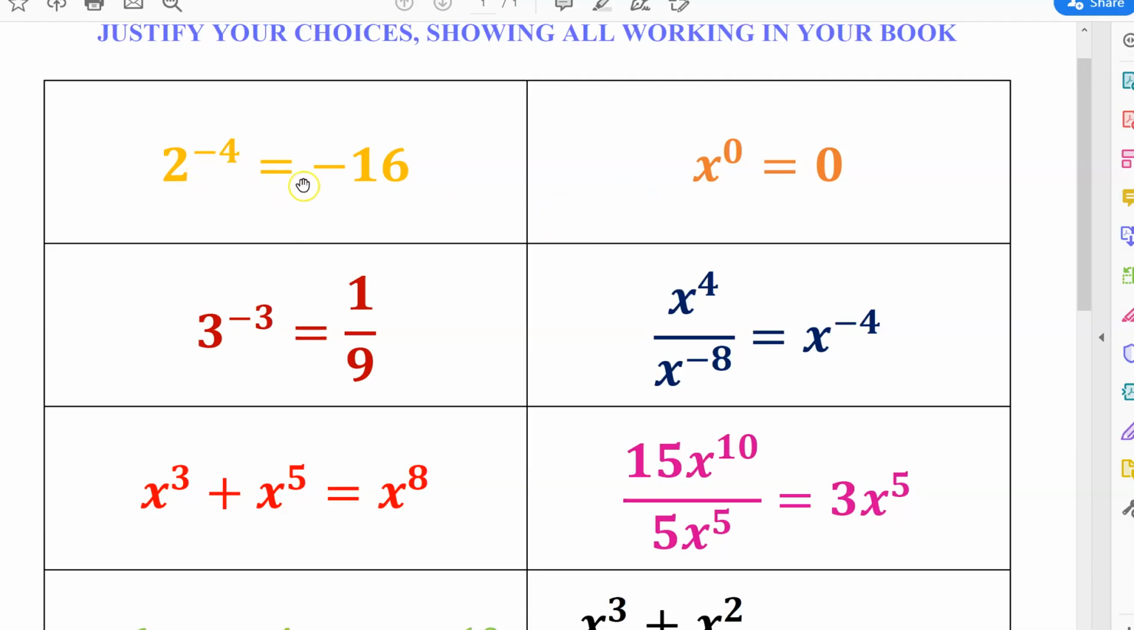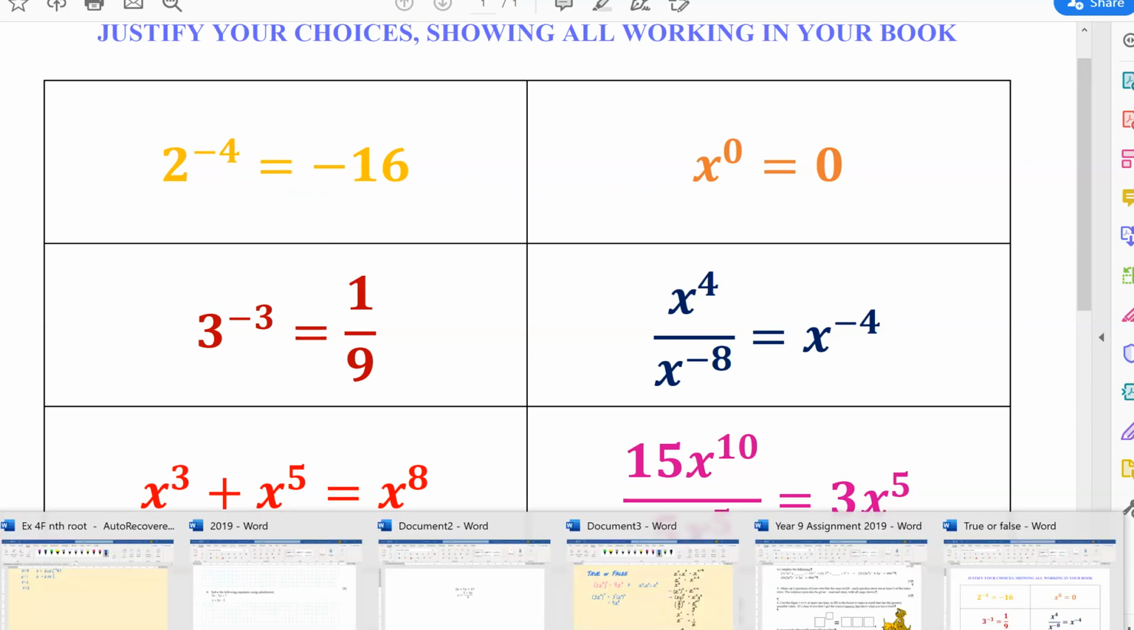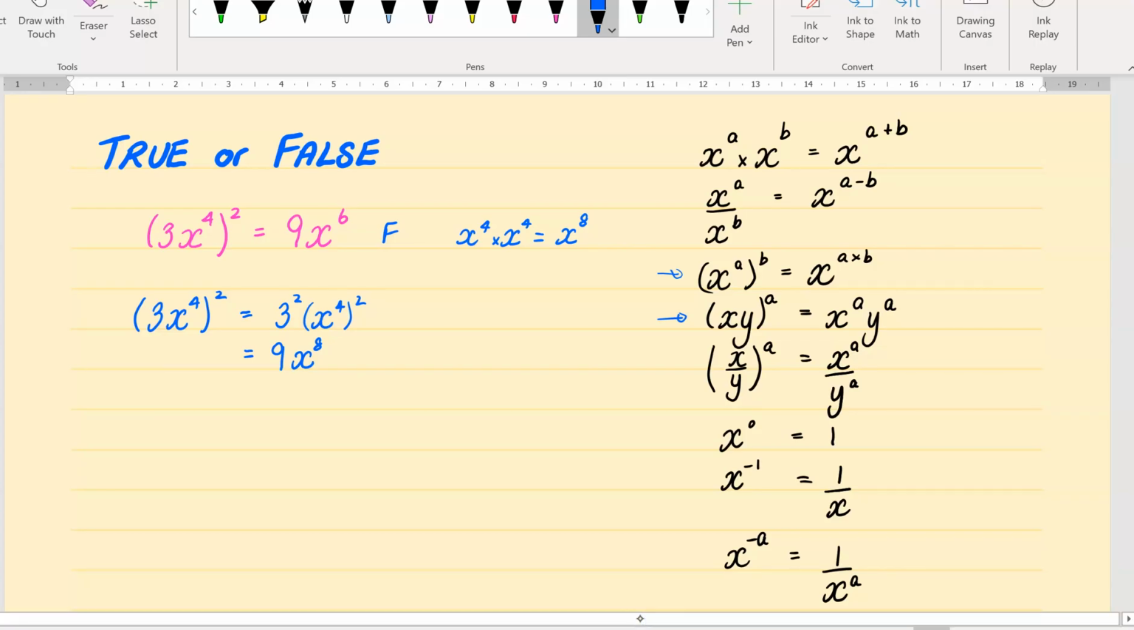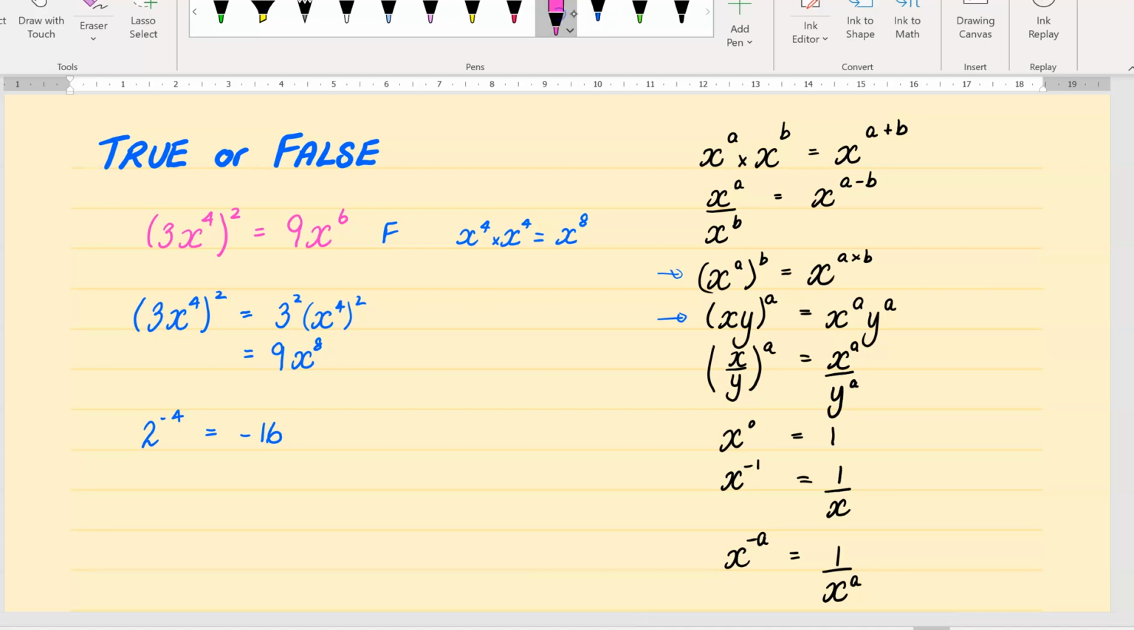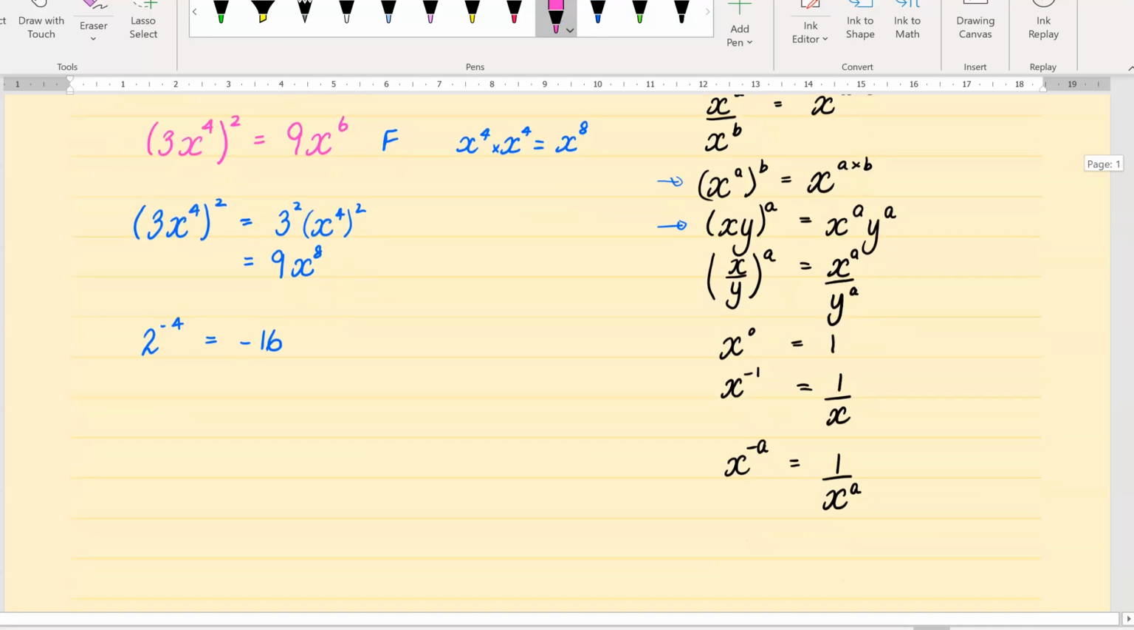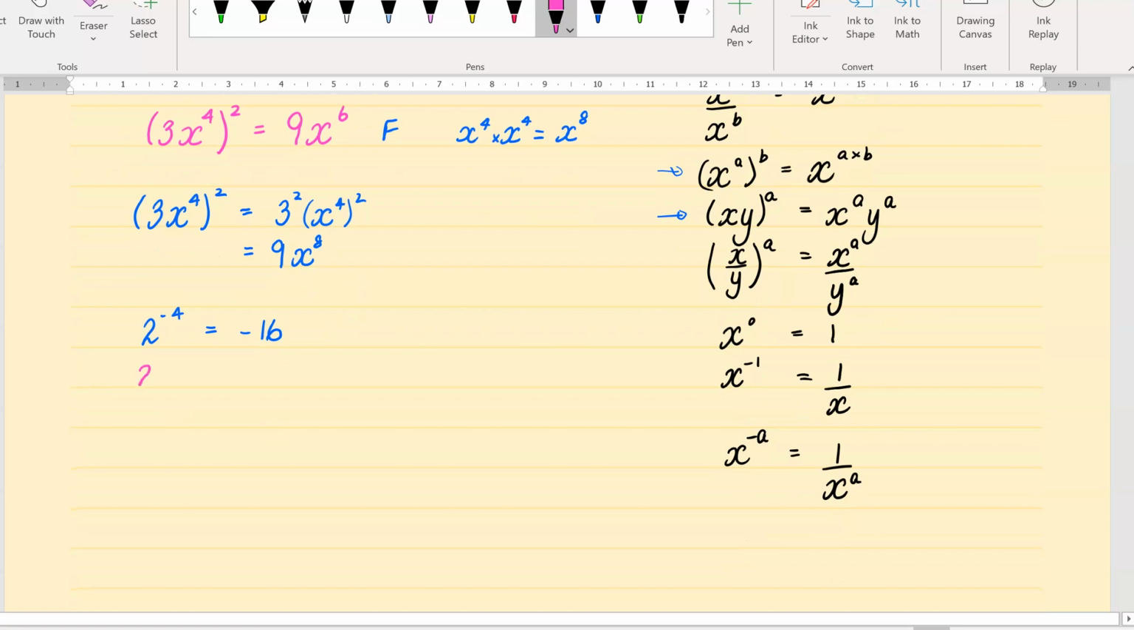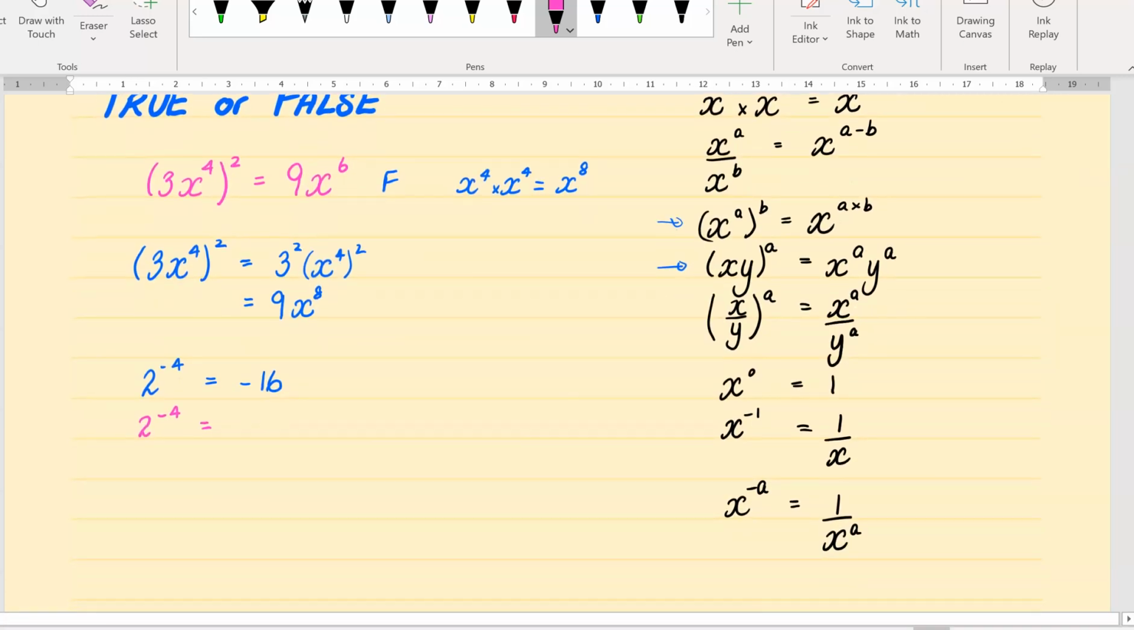So 2 to the minus 4 equals minus 16. So we'll pop that down over here. 2 to the minus 4 equals minus 16. So is this correct or is it false? Is it true or is it false? So once again, we'll start with the left-hand side. Okay, and we go, what rule over here helps us do that? And something with a negative power, here it is here.